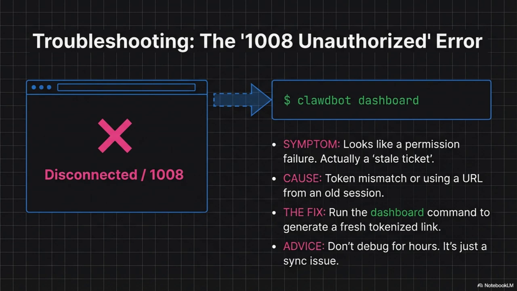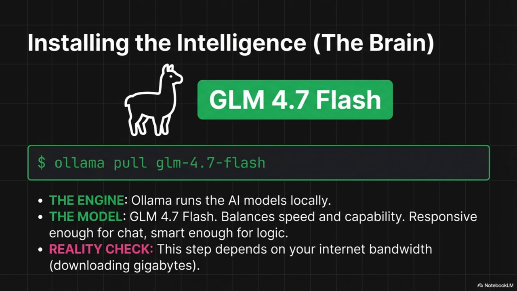We did everything right. But instead of a cool UI, we get a big red error. Clawdbot dashboard 1008 unauthorized. This is apparently common enough that the author dedicated a whole section to it. It looks scary, like a permission failure or a server crash. What actually causes it? Did we break it?